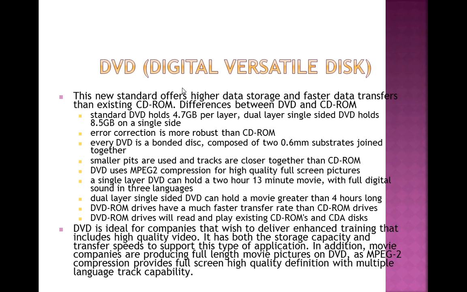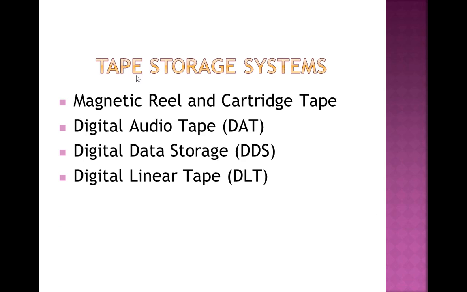Every DVD is a bonded disc composed of two 0.6 mm substrates joined together. Then DVD uses MPEG technology, that is Motion Picture Experts Group, for compression, for compressing the quality of the picture. These are the multiple tape storage systems. One is magnetic reel, cartridge tape, digital audio tape, that is DAT, digital data storage, that is DDS, and digital linear tape, that is DLT.